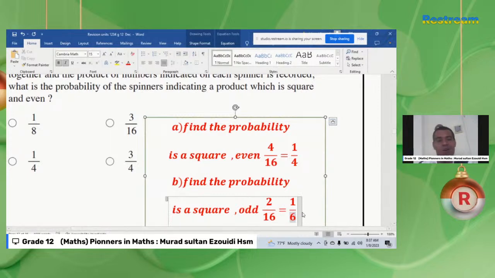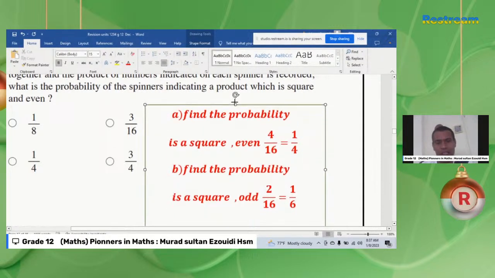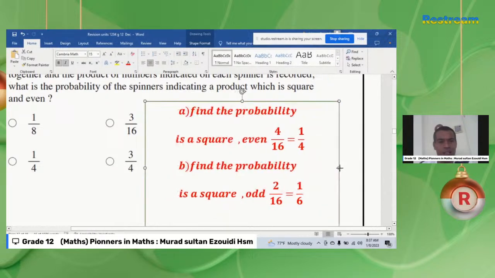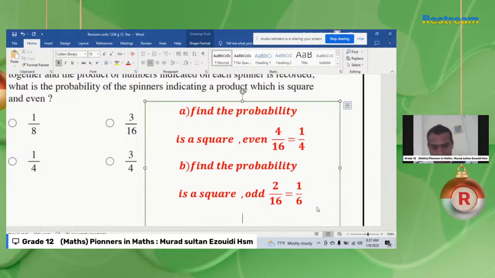What else? Now, if we suppose that I'm going to find a square number that is even or odd, so we are going to add 2 plus 4, which is 6, all divided by 16, equal to 3 over 8. I'll just add this one here. This is C.